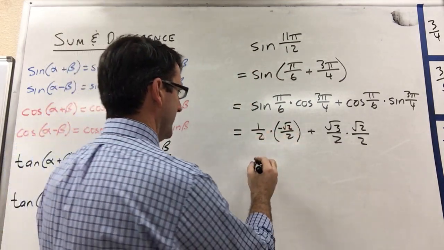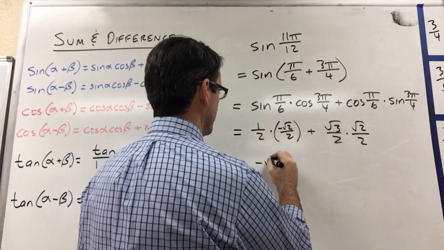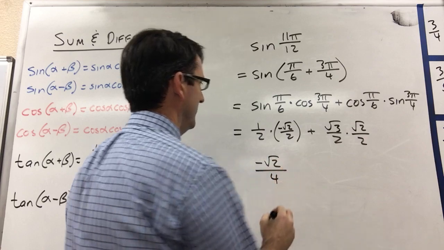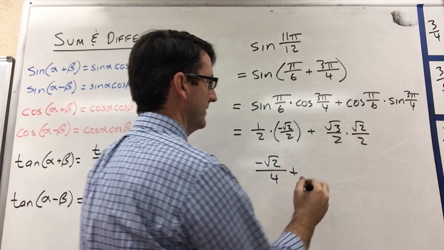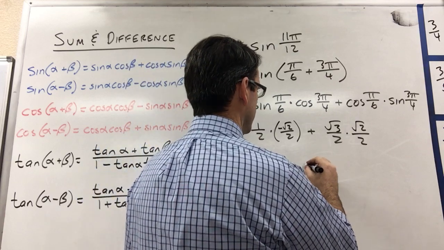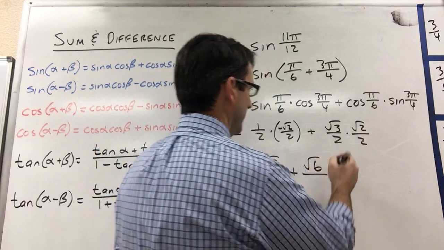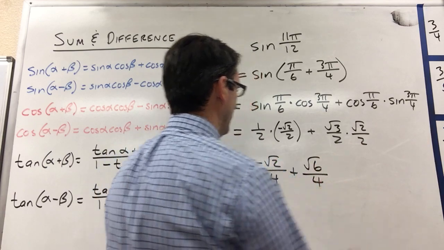And 1/2 times negative square root of 2 over 2 is negative square root of 2 over 4. Plus square root of 3 times square root of 2 is the square root of 6 over 4.